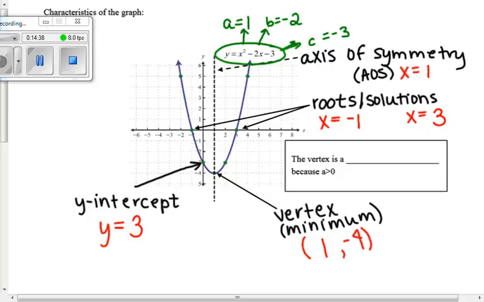So we've got everything filled in. We just got to come in and fill in this box. The vertex is a blank because a is greater than 0. We already kind of answered it, we just put it in a different spot. It is a minimum. This is always going to be true. If our a is greater than 0, we are going to be working with a minimum.